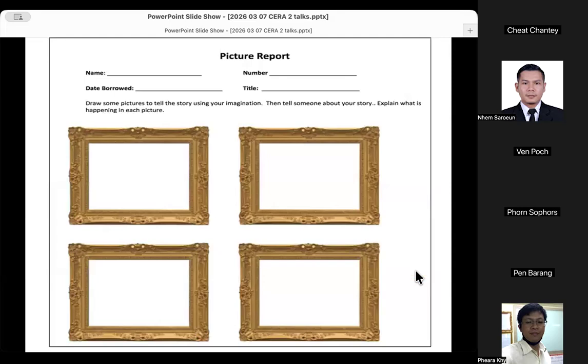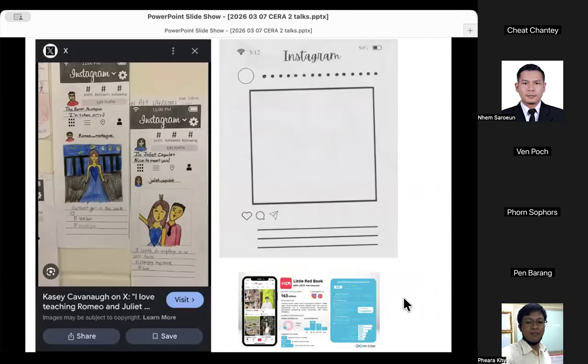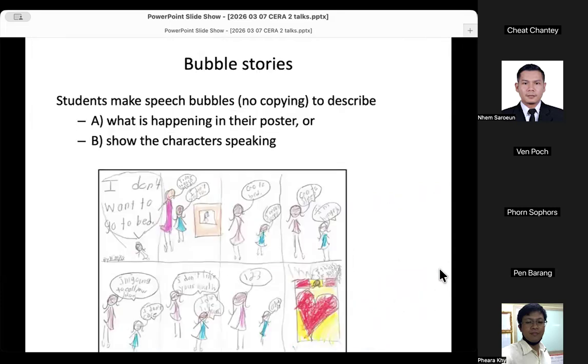You could get students to draw the story if you wish. Here I've got four pictures, but you may have 15, 16, 20, whatever. The students can draw the story and then tell the story to a friend. Another thing you can do is get students to make Instagram posts, which, if they wish, they can upload to their Instagram. You can get students to do bubble stories. They read the story, then draw and tell the story using bubbles.